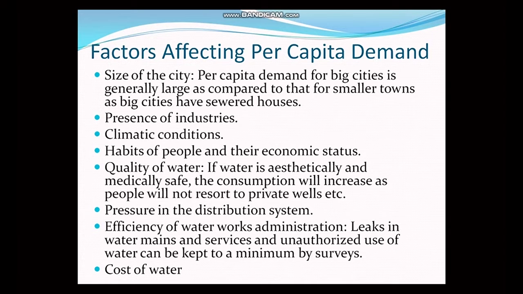Now another important factor is the efficiency of water works administration. Leaks in water mains and services and unauthorized use of water can be kept to a minimum by regular checks and surveys.